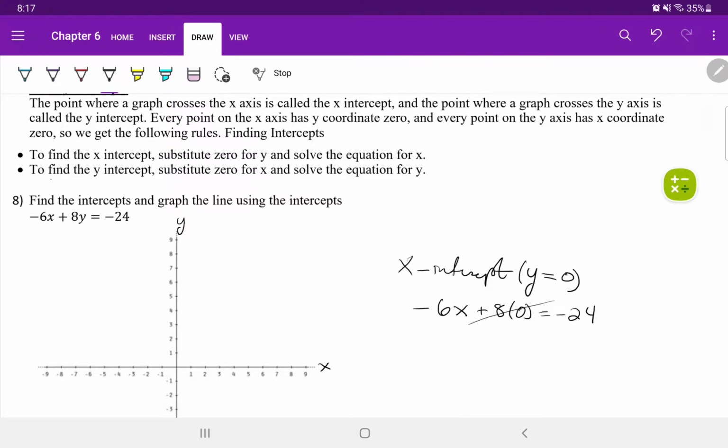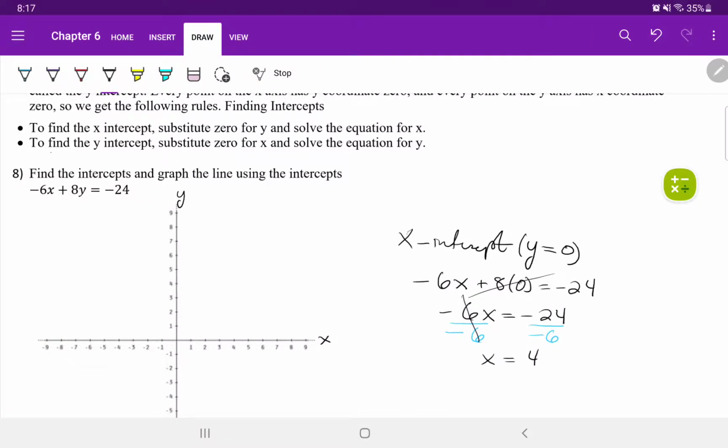8 times 0 is 0. So I'm left with negative 6x equals negative 24. To get x by itself, we're going to divide both sides by negative 6. x equals positive 4. A negative divided by a negative is a positive. 24 divided by 6 is 4. Therefore, the x-intercept is going to be positive 4.